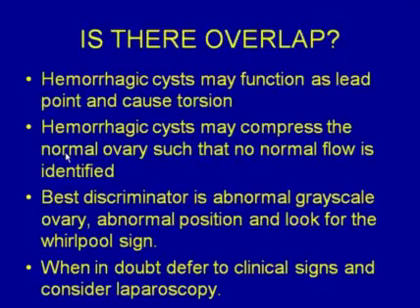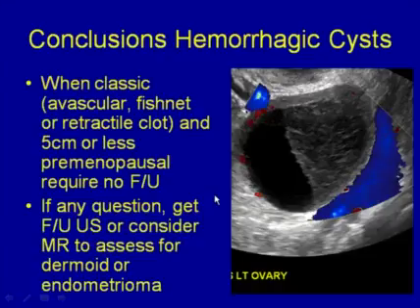So is there overlap? Absolutely there is, hopefully not too much. So hemorrhagic cysts can occasionally function as lead points and cause torsion, and they can compress the normal ovary such that you don't see any normal flow. Again, the best discriminator is to find the grayscale version of the ovary, look for an abnormal position, and look for that whirlpool sign. And when in doubt, refer to the clinical signs and consider laparoscopy.